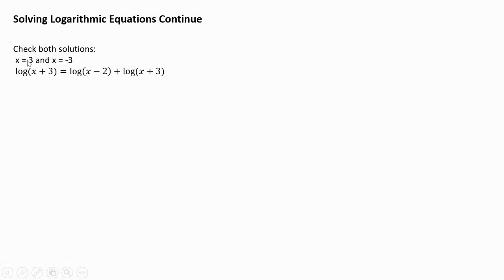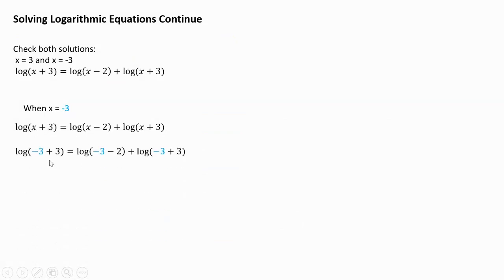So we're going to check both x equals 3 and x equals negative 3. Let's check first x equals negative 3. I'm going to plug in negative 3 for every x, right? So here we're going to have not defined, because negative 3 plus 3 will give us 0. You cannot find the log of 0.